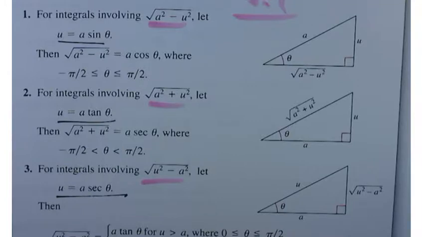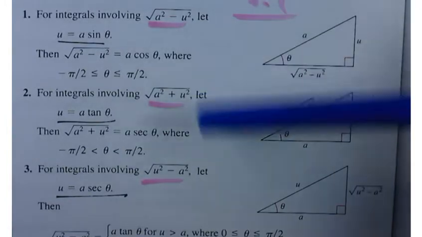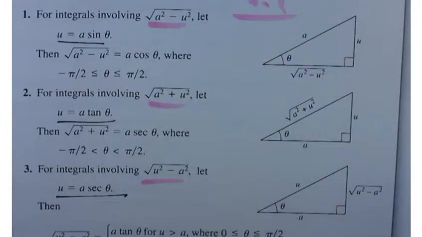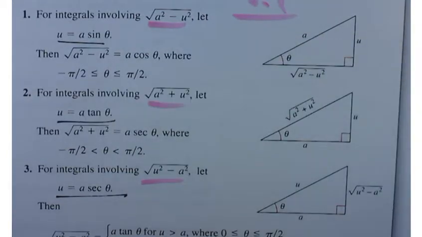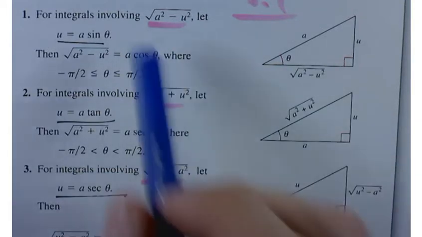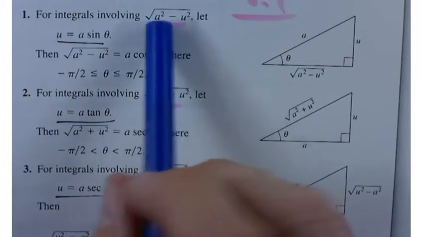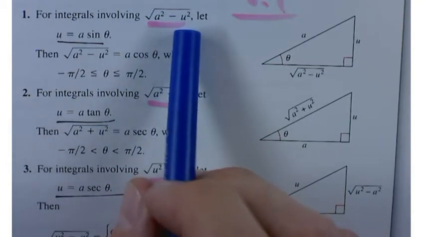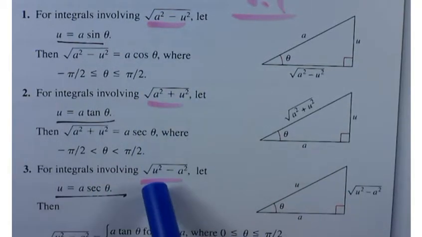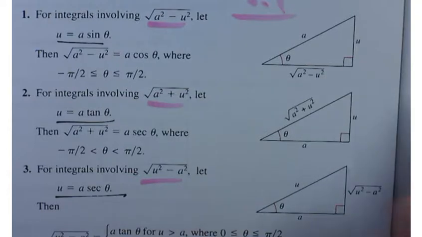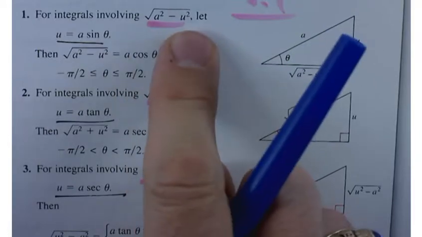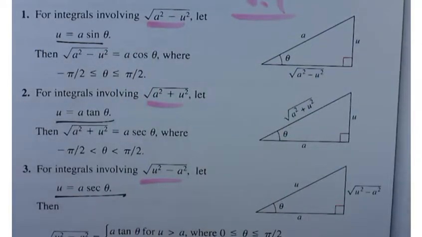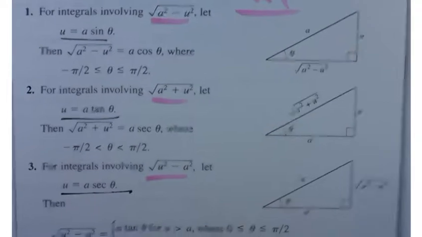Which substitution am I going to use? 1, 2, or 3? Well, yeah, 1. Certainly you can rule out 2, right? Because it's not a plus. Now the difference here is what's first and what's second. Here you have the constant first and the variable second. Here it's the other way around. In our particular problem, this is the way we have it. We have a 16 minus x squared. So let's make our substitution that way.